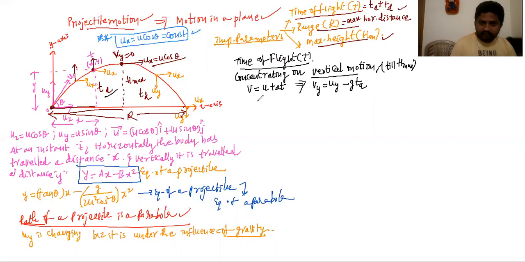So now Vy, let's substitute everything. Vy is the u sine theta.